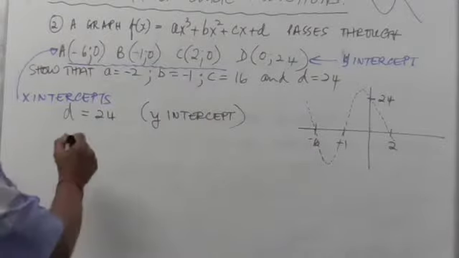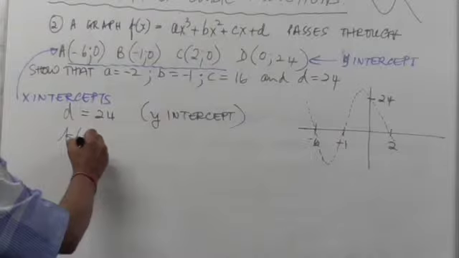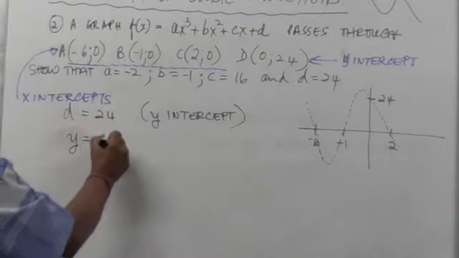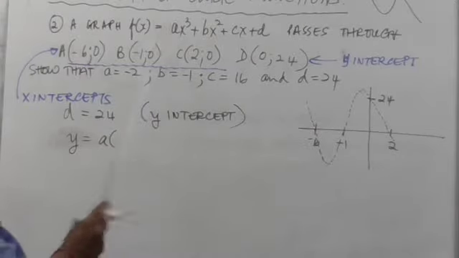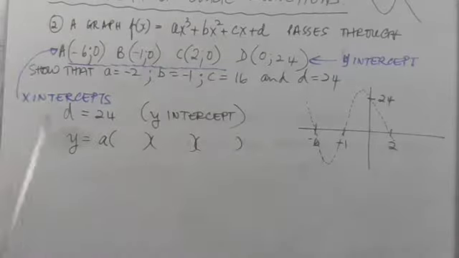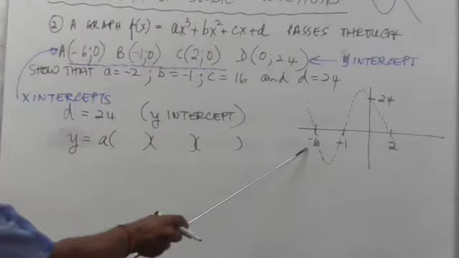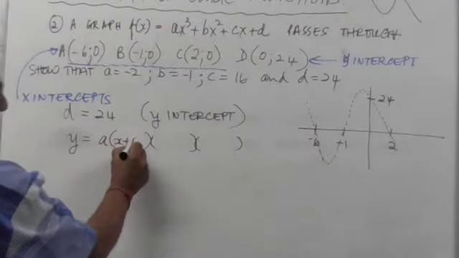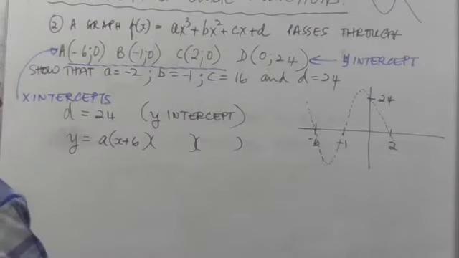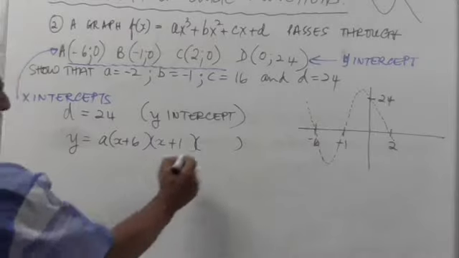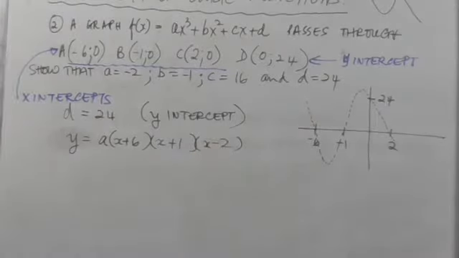That means we can say f of x, or y better still, y is equal to a. Now if these are x-intercepts, then just like the parabola, you'll open 3 brackets instead of 2. Because it's cubic, you'll open 3 brackets. Now that will come back here opposite, so it will be x plus 6. That will come back here opposite, so it will be x plus 1. That will come here opposite, it will be x minus 2.